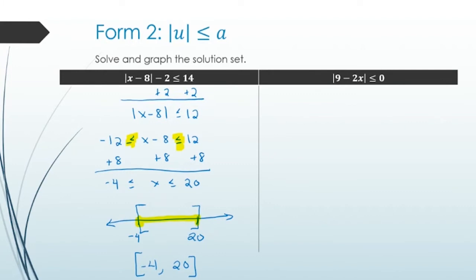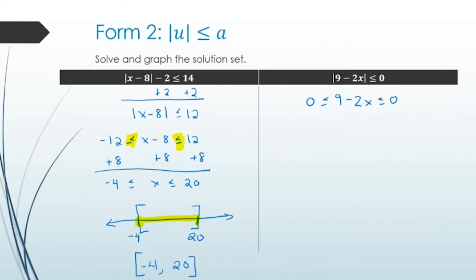Now the second example here is a special type of thing because we have an absolute value less than or equal to 0. So 0 doesn't have a positive or a negative version. So we would not need to create a compound inequality. We can just ignore essentially the absolute values, because -0 is the same as +0. So what we have here is 0 is less than or equal to 9 minus 2x, or less than or equal to 0.